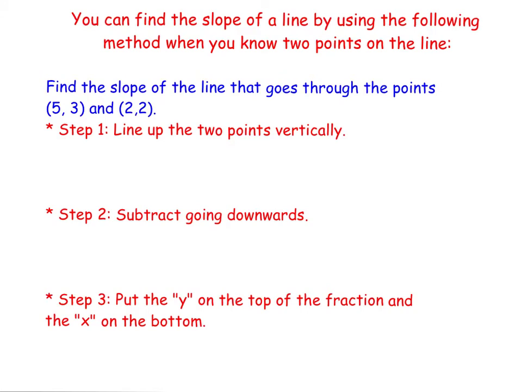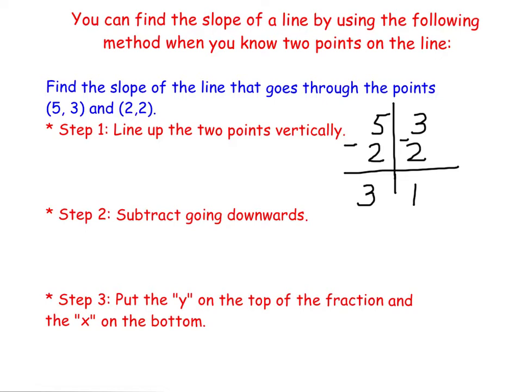You can also find the slope of a line by following a different method. If you don't have a graph to look at, but you do know 2 points on the line, you can use this method. It says find the slope of the line that goes through the points (5, 3) and (2, 2). Step number 1 is to first line up the 2 points vertically. So we have (5, 3) and (2, 2). Step number 2 is to subtract going downwards. So I'm going to subtract 5 minus 2, which is 3, and then 3 minus 2, which is 1.